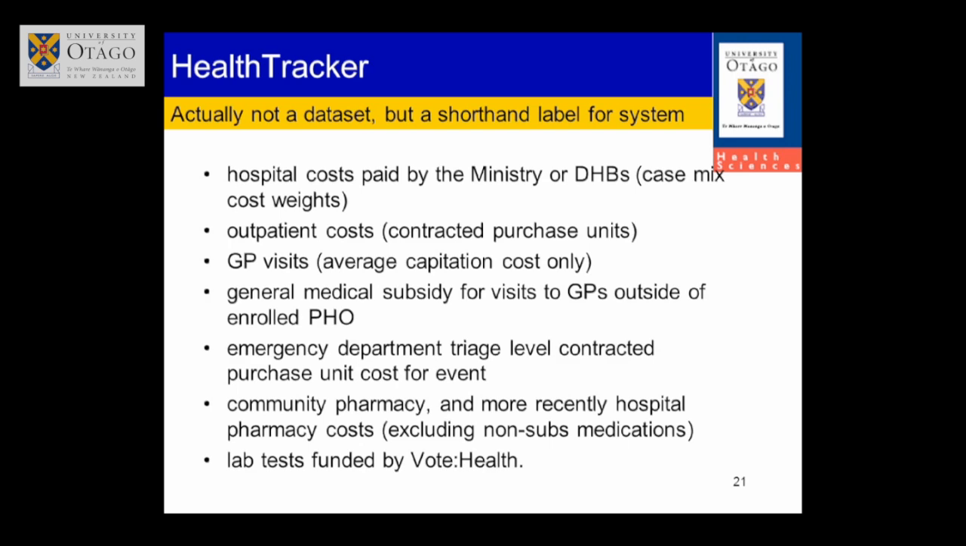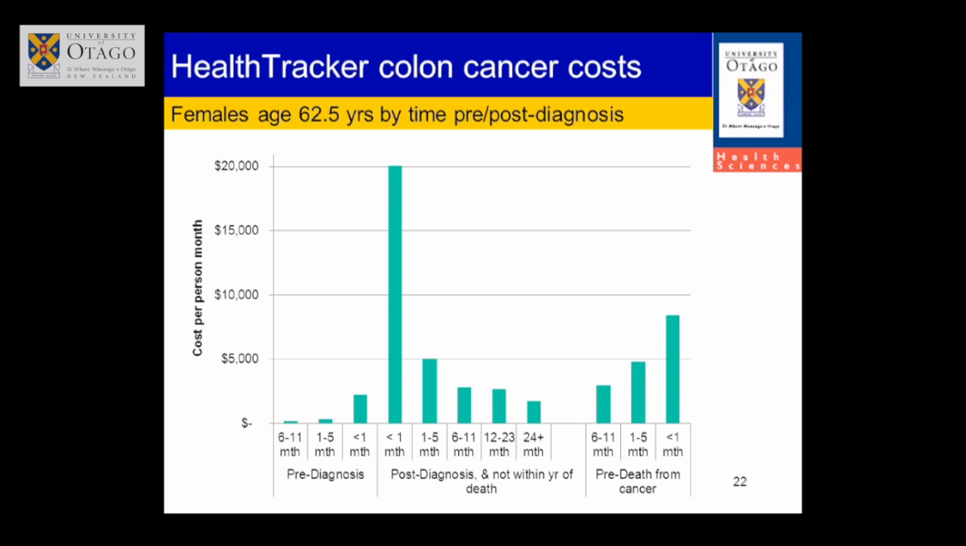And what we can do, this is described in 2 seconds, but this took a good year and a half of June Atkinson and my time, we can jump in and, with careful manipulation of all the person time, pull out amazing data like this. So here we go, females aged 62.5, time pre and post diagnosis for colon cancer costs. And we can get the cost per month. Your first month post-diagnosis, first 1 to 5, you get my point. And also the cost if you die from the cancer.